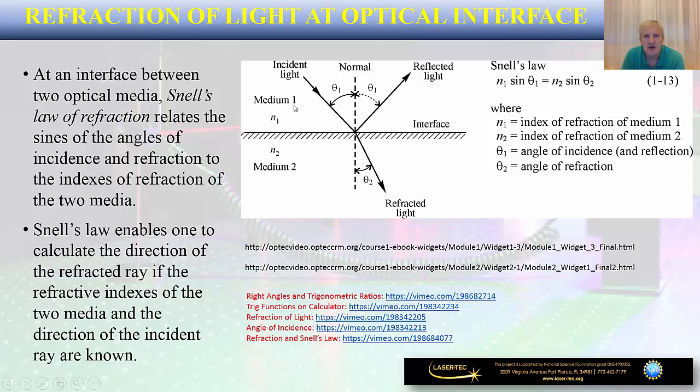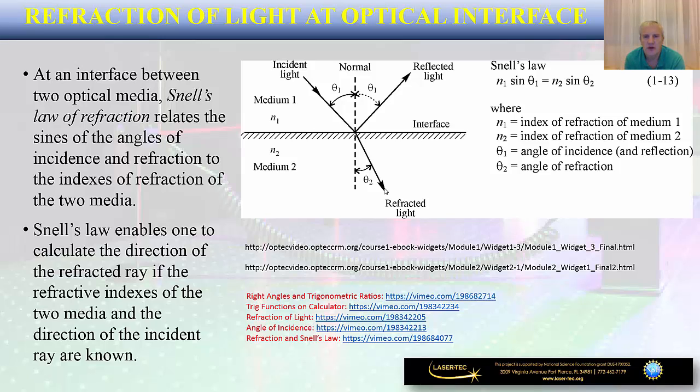Medium number 1, that's characterized by the index of refraction N1, is positioned above this interface, and then we also have medium number 2, that's characterized by the index of refraction N2, positioned below the interface. And we can see that the light is incident from medium 1. It's going to hit the surface between the two media, and then to a certain extent it's going to get reflected, which is what's been already analyzed on the previous slide. And then to a certain extent it's going to get bent or refracted into the second medium. So we have an incident light ray, a reflected light ray, and a refracted light ray.